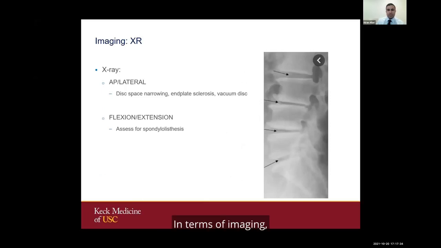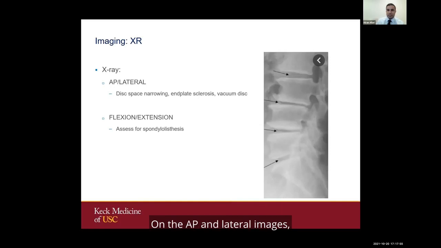In terms of imaging, the X-ray is really the workhorse of diagnosing degenerative disc disease. Upright standing plain films are best. Really, you only need 2 views, an AP and a lateral. It's always important to remember that plain films can show degenerative changes in an asymptomatic patient, so radiographic findings alone do not identify degenerative disc disease.